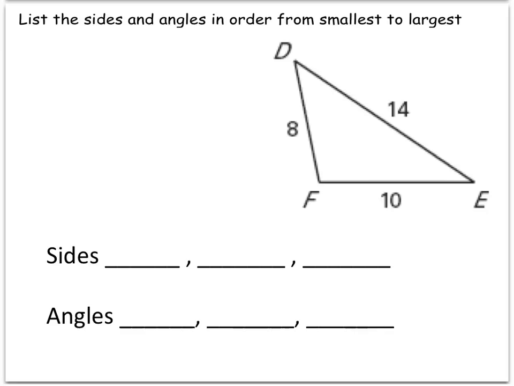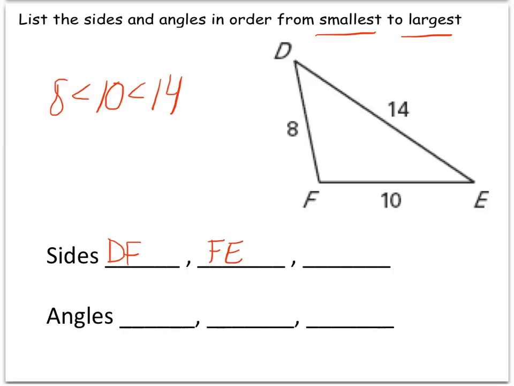Putting these theorems to work, we can order these from smallest to largest. So we're going to list the sides and the angles from smallest to largest. 8 is smaller than 10, which is smaller than 14, so that's the order we're going to look for. And these are side lengths. The side length 8 is side DF, which is less than side length 10, FE, which is less than side length 14, DE. It's pretty easy to determine this.